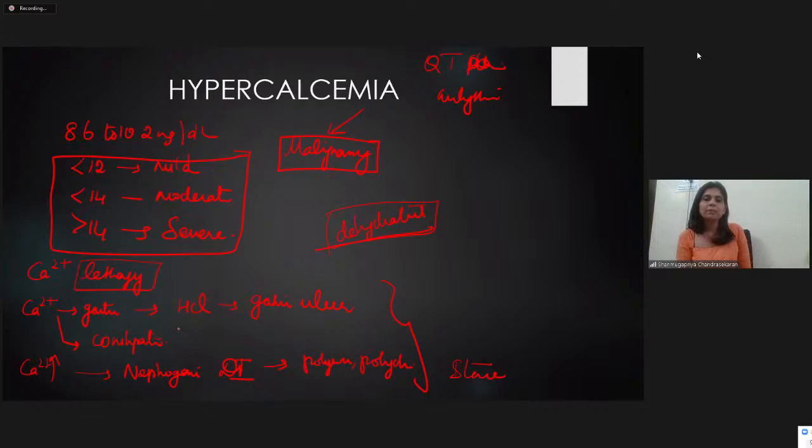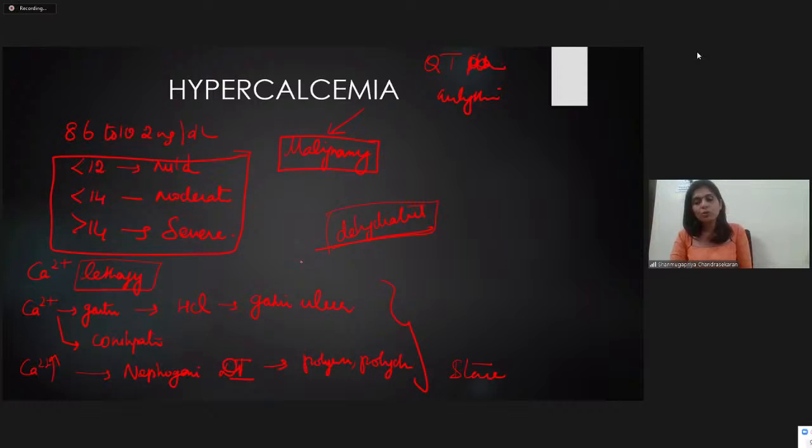So initially they present with non-specific manifestations like lethargy, dullness, tiredness, muscle pain. And then it presents with gastric ulcer because gastrin release is stimulated. They present with constipation because GI motility is suppressed. They present with nephrogenic diabetes insipidus, polyuria, polydipsia. Totally they are dehydrated. And they can present with renal stones and arrhythmias. Okay, these are the manifestations.